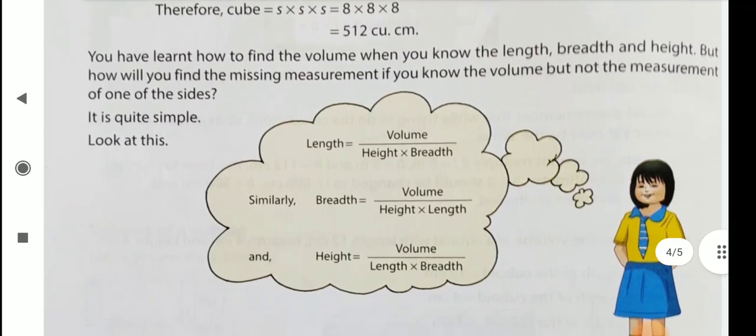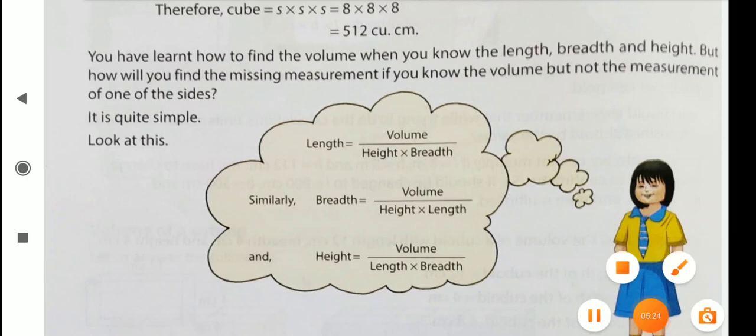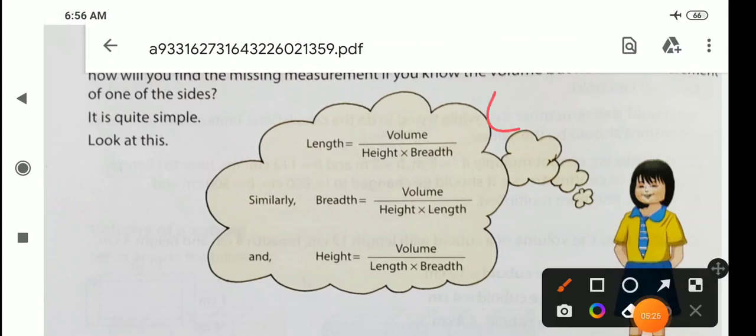Then this is the important box you remember. Length equal to volume by height multiply breadth. Breadth equal to volume by height multiply length. Then height equal to volume by length multiply breadth. These are the three important formulas you have to learn.